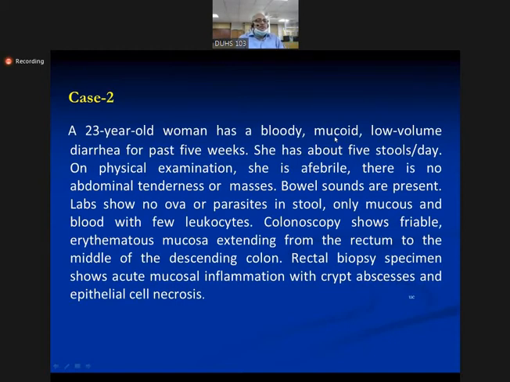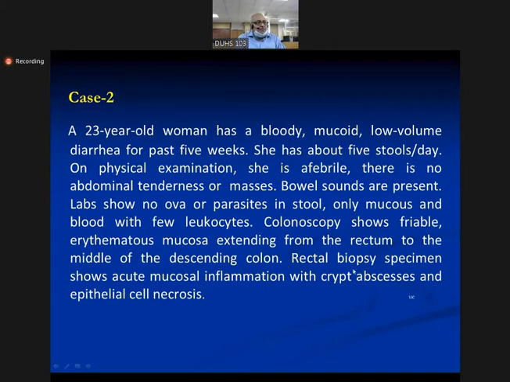Okay, we may continue. Now, bowel sounds are present. Labs show no ova or parasites again. So it rules out basically a parasitic or infective cause of this inflammation of the mucosal wall. Only mucus and blood with few leukocytes are present in the stool. Colonoscopy shows friable erythematous mucosa extending from the rectum to the middle of the descending colon. Again, the area of involvement is confined basically to the large bowel.